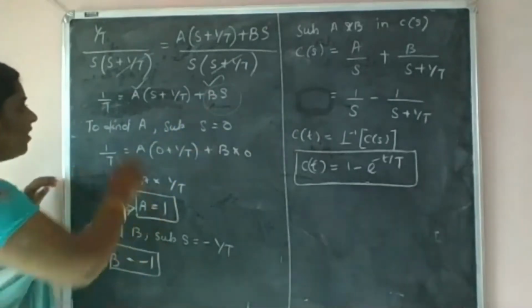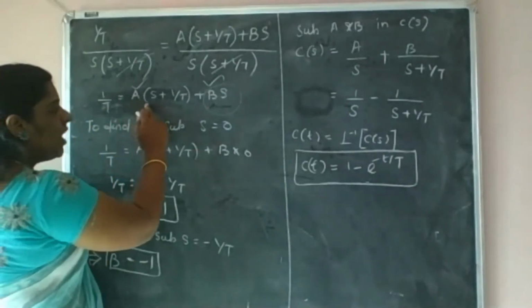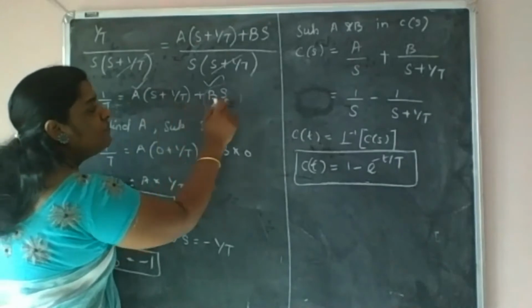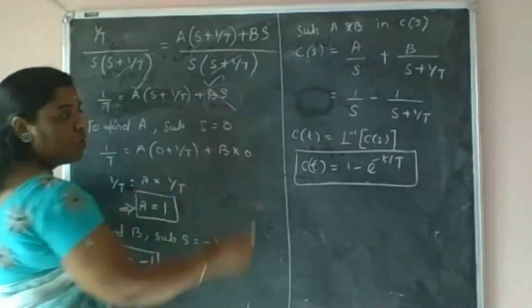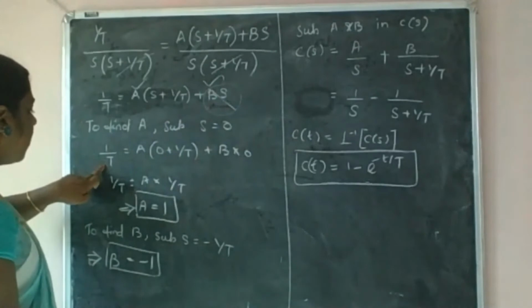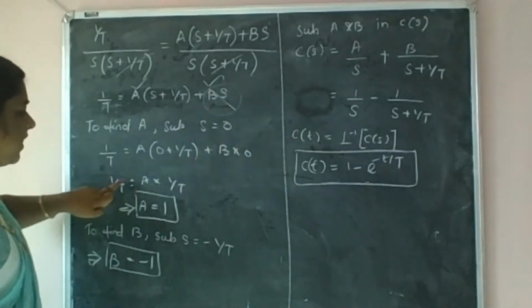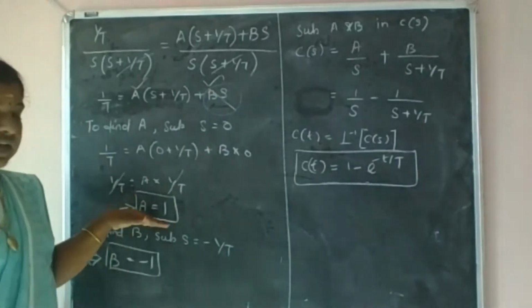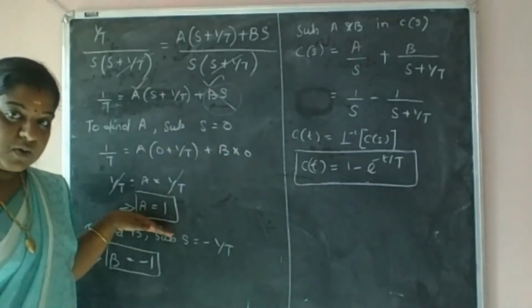So we will get 1 by t is equal to A into, for s substituting 0, plus 1 by t, plus B into 0. B into 0 is equal to 0, so the remaining terms give 1 by t equals A into 1 by t. This 1 by t is cancelled, so we get the value of A equal to 1.